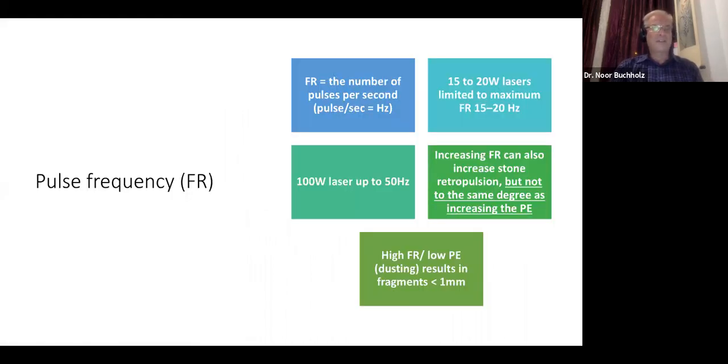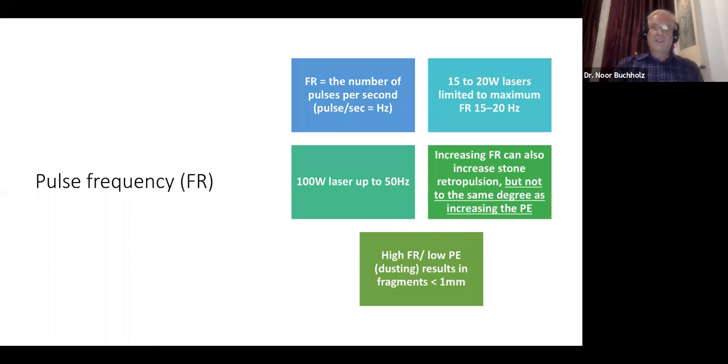Now, the last parameter is the pulse frequency. That is the number of pulses per second measured in hertz. So usually a 20 watt laser would be limited to 15 to 20 hertz maximum. But if you have more energy lasers, like a 100 watt laser, it could be up to 50 hertz.